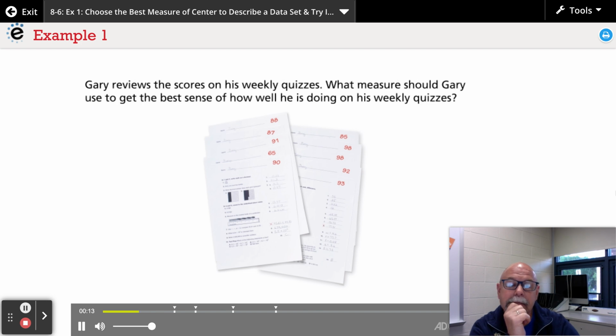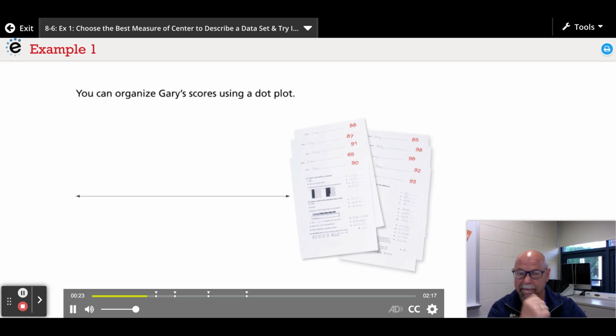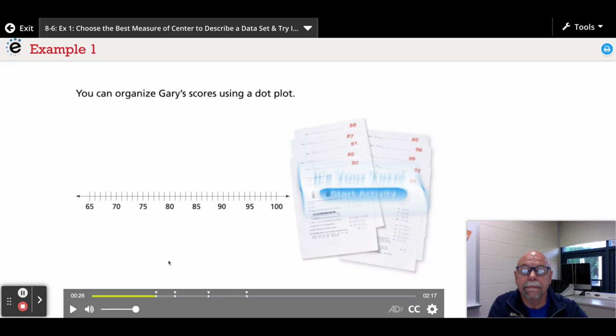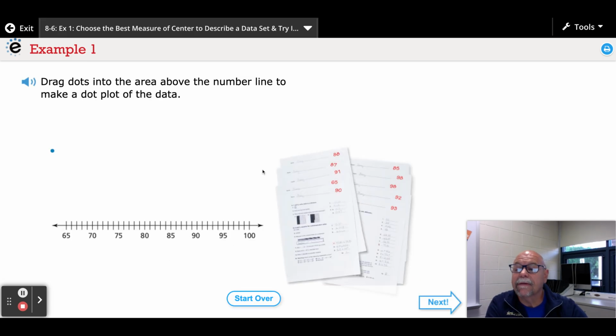Gary reviews the scores on his weekly quizzes. What measure should Gary use to get the best sense of how well he is doing on his weekly quizzes? You can organize Gary's scores using a dot plot. All right, let's see how this goes. Drag the dots into the area above to make a dot plot.